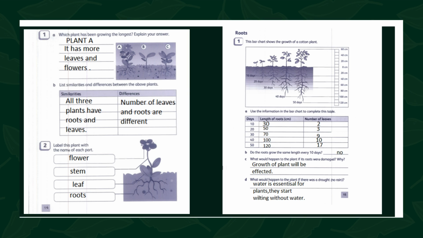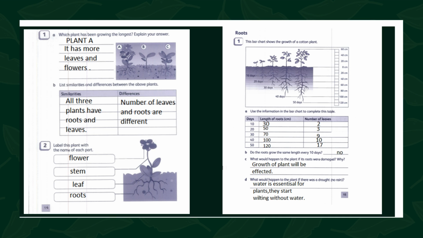Do the roots grow the same length every 10 days? No. When you see the difference between after 30 and 40 days, there is a difference of 30 centimeters. Otherwise there is a difference of 20 centimeters, but this obviously changed, so the answer would be no.